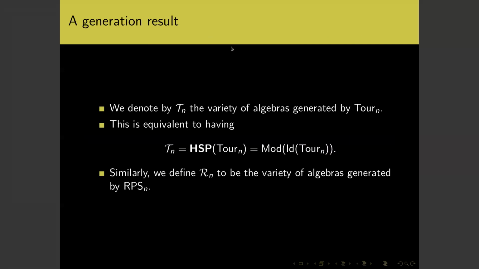Okay, so from that, I'm going to denote by Tn the variety of algebras generated by the N-ary hypertournament magmas, which, as I'm sure everyone here knows, is equivalent to taking all the homomorphic images of subalgebras of arbitrary products of N-ary tournament magmas, or the class of all models of all the identities satisfied by all of the N-ary tournament magmas. Where again, the case N equals 2 is what's been studied for quite some time. Similarly, we're going to define Rn to be the variety of algebras generated by the class of all n-ary rock, paper, scissors magmas, which is much more restricted than a general tournament magma.